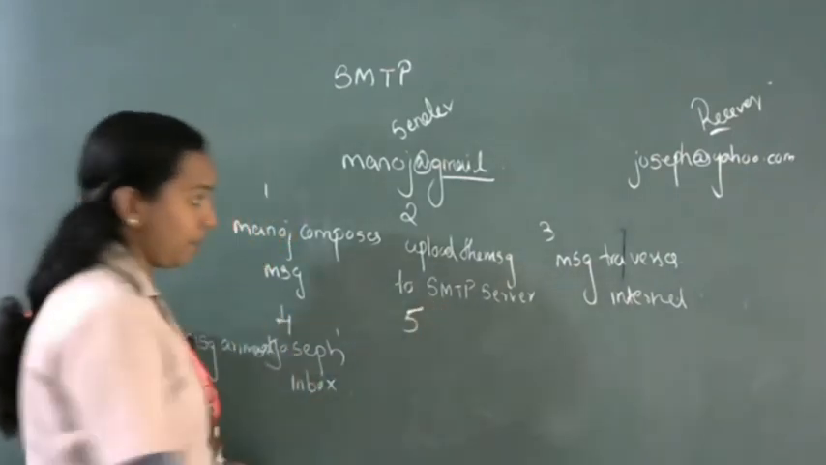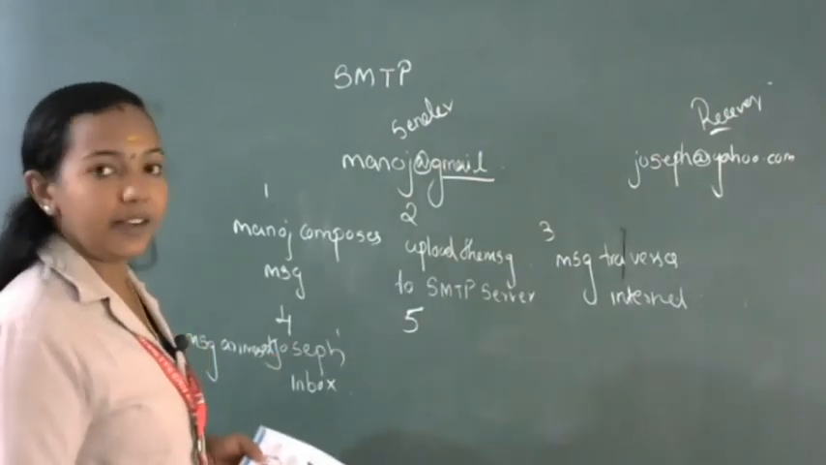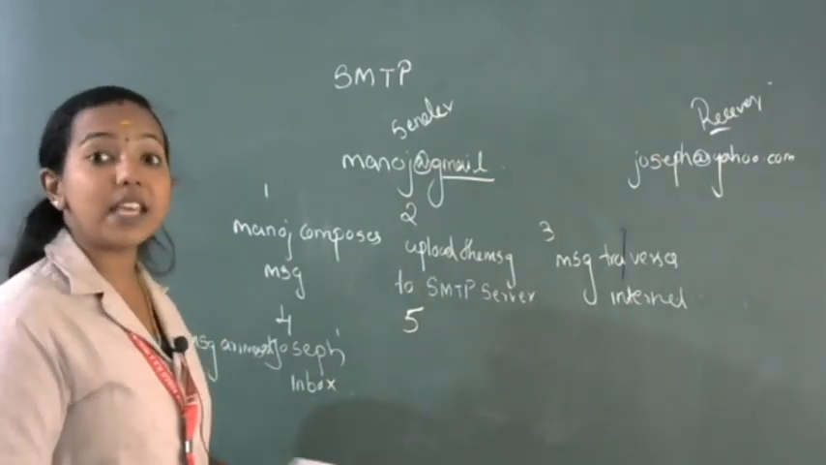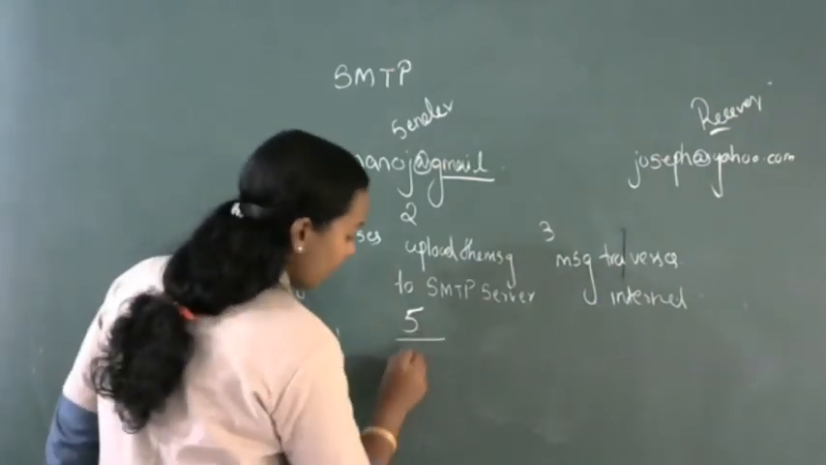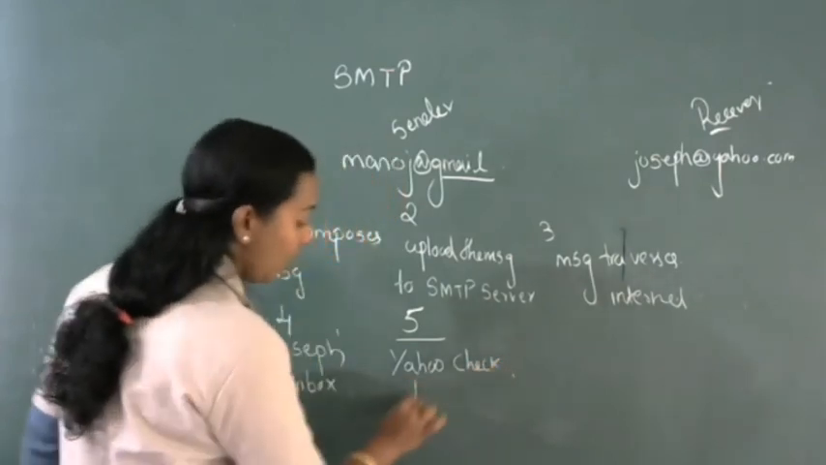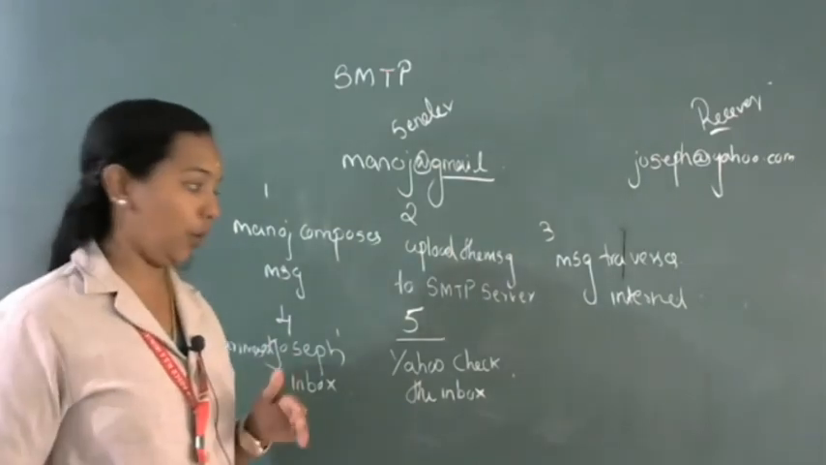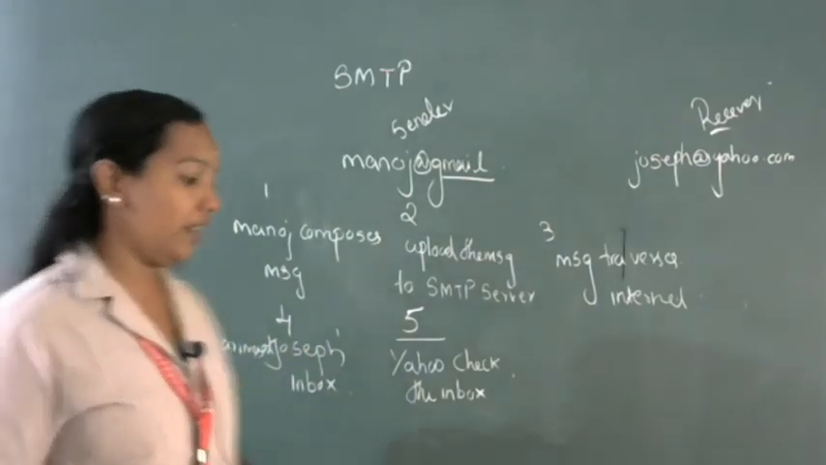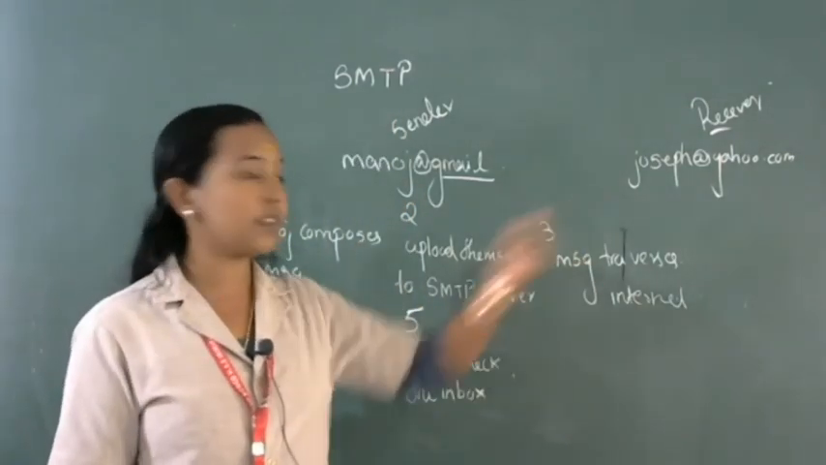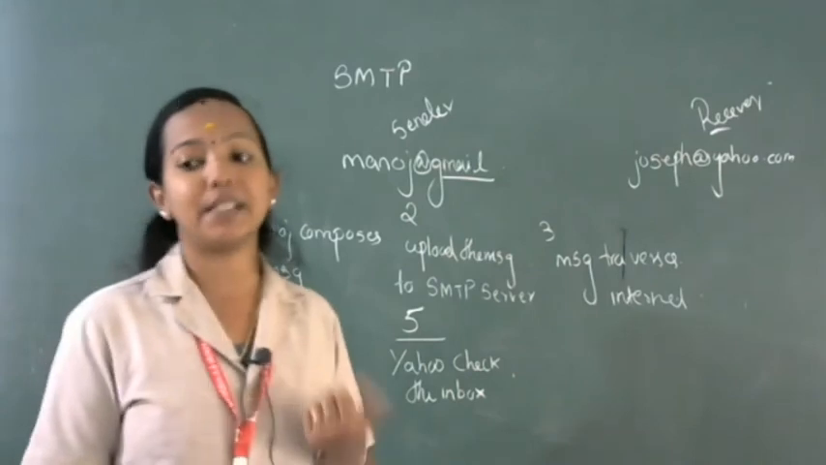Then the fifth step, the receiver's email client. Who is the email client here? The Yahoo server. The Yahoo server will receive the message and check the inbox for any messages. If any message is present, then the recipient can read the message. So what will be the sixth step? Who is the recipient here? Joseph can open the mail and he can read the messages.